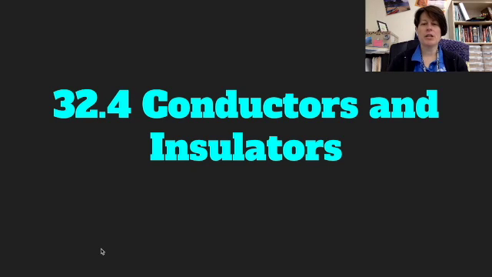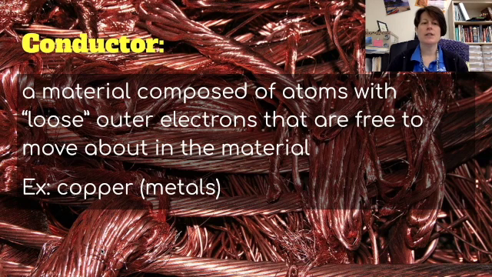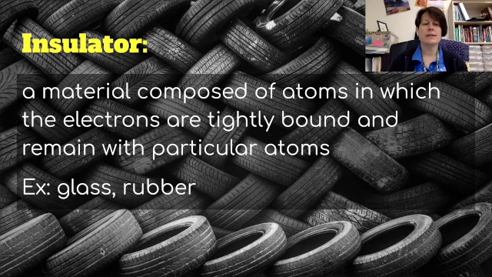So the first thing I want to talk about are conductors and insulators, and this should be review. A conductor is a material composed of atoms with loose outer electrons that are free to move about in the material. A good example of this is something like copper. Usually our metals are good conductors of electricity. An insulator, on the other hand, is a material composed of atoms in which the electrons are tightly bound and remain with particular atoms. Some examples of good insulators are glass and rubber. That's why electrical wires are wrapped in rubber generally.